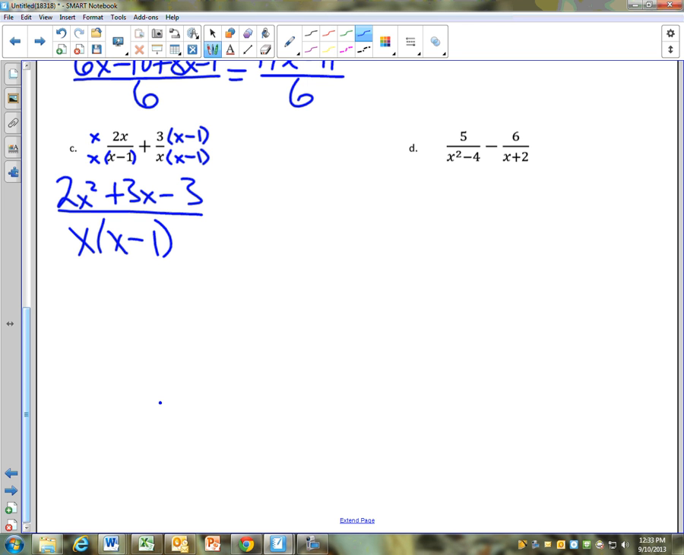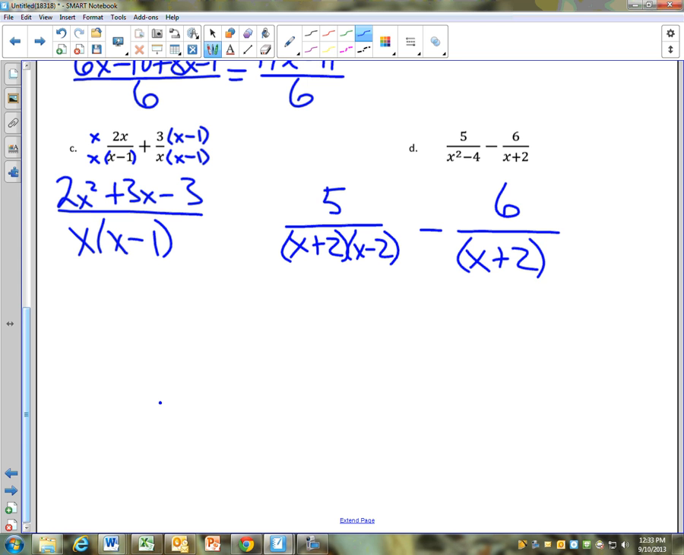And finally, the last one. I'm going to rewrite this as 5 over x plus 2 times x minus 2, minus 6 over x plus 2. Now, why did I do that? Very good, Emily. You can see that you have one in common, the x plus the 2. So I'm going to have the x minus the 2 up top and the bottom in order to create a common denominator.